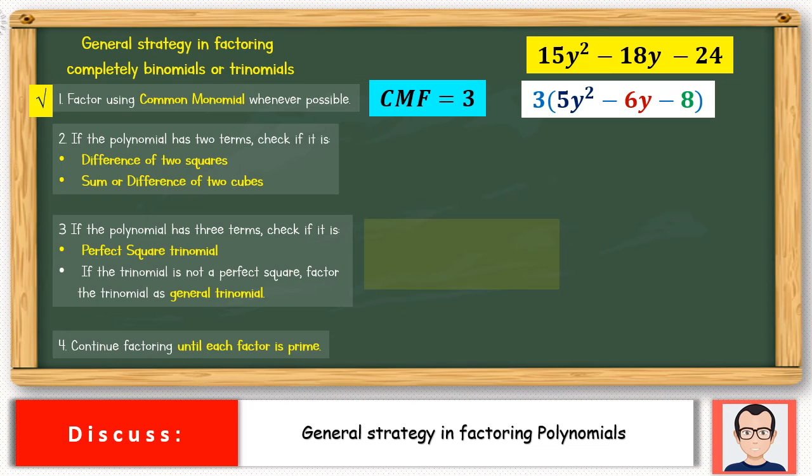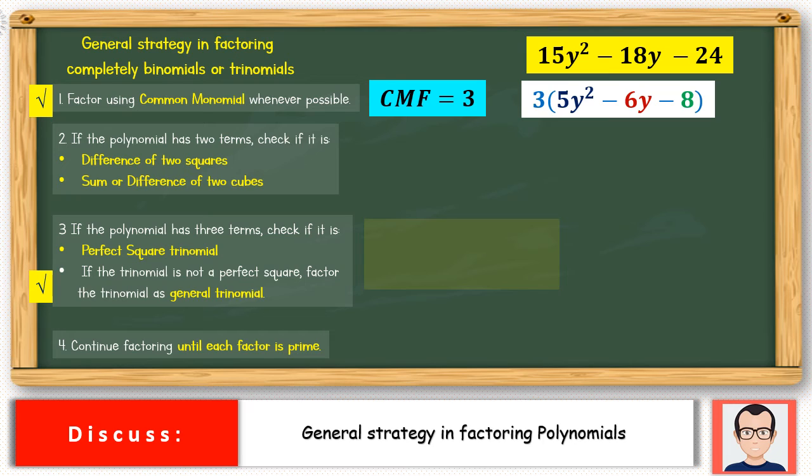The next step is to check the number of terms. Here we have 3. Then we identify if it's a perfect square trinomial. By checking on the rule, we can conclude that it is not a perfect square trinomial, since the first and last terms are not perfect squares. Then we follow the procedures in factoring general trinomials.